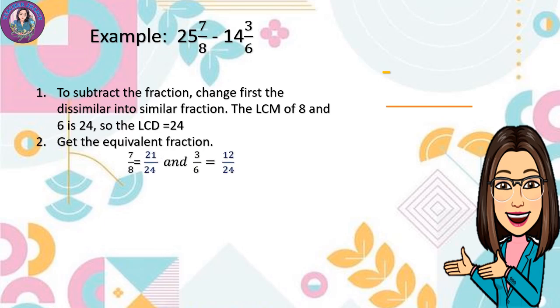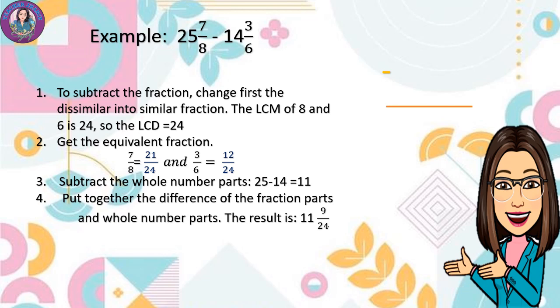Step 2. Get the equivalent fractions. 7/8 is equal to 21 over 24. And 3/6 is equal to 12 over 24. Next, subtract the whole number parts. 25 minus 14 equals 11. Step 4. Put together the difference of the fraction parts and the whole number parts. And the result is 11 and 9/24.